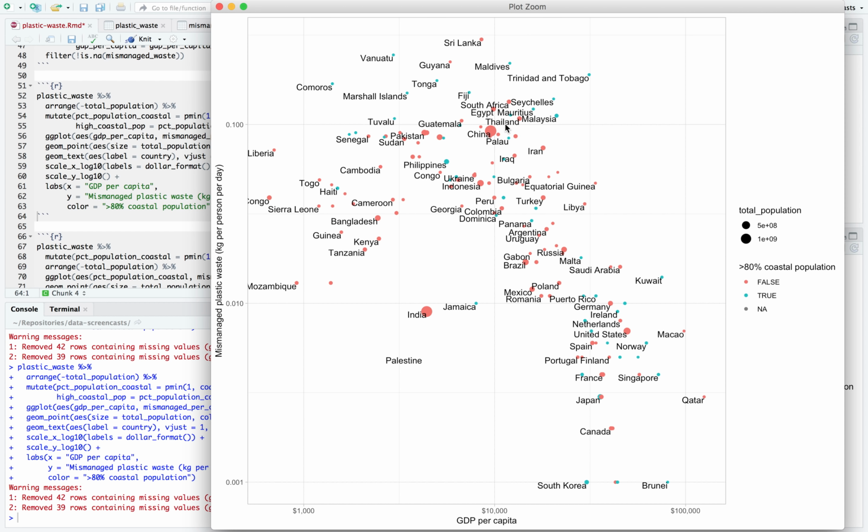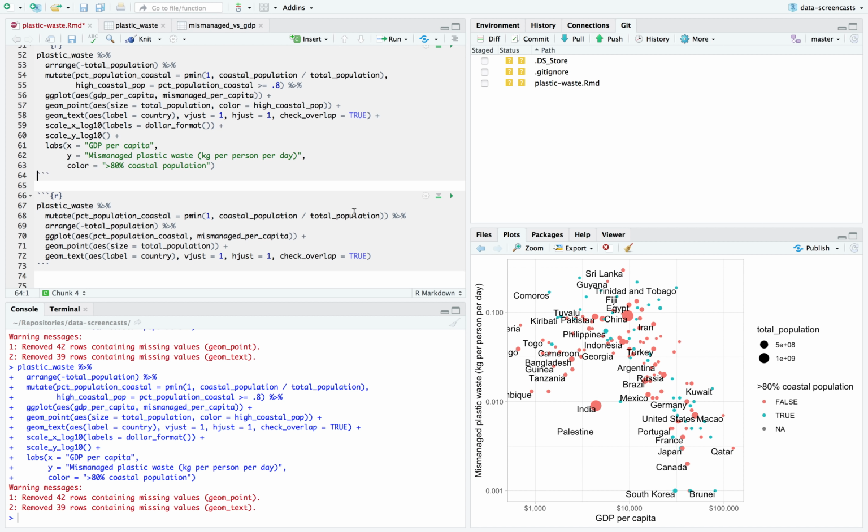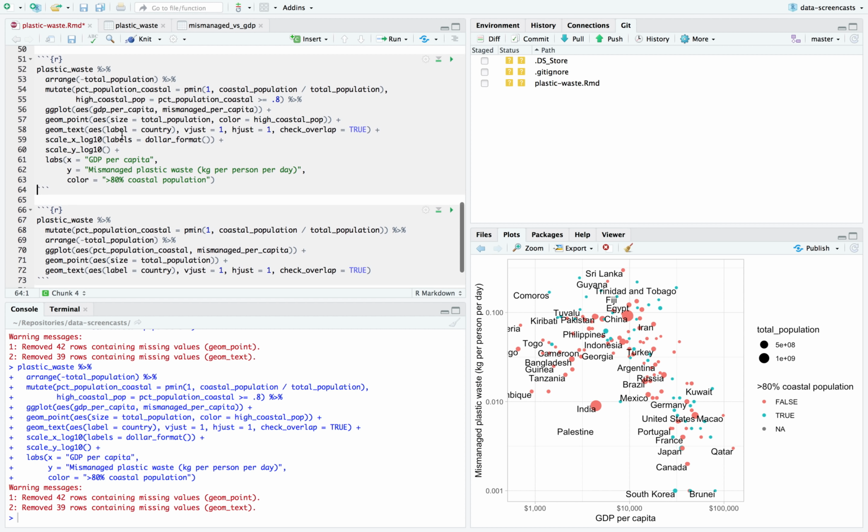I'm still just looking. Yeah, high coastal populations. A lot of these are islands, but not 100% of them. I don't know how much it adds to the visualization, but we'll finish it up and we'll clean it up. All right, so one thing I'll do is greater than 80%, less than 80%.